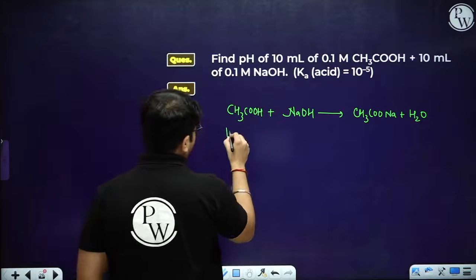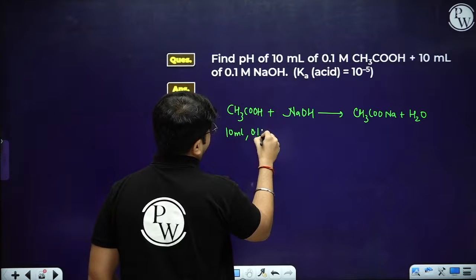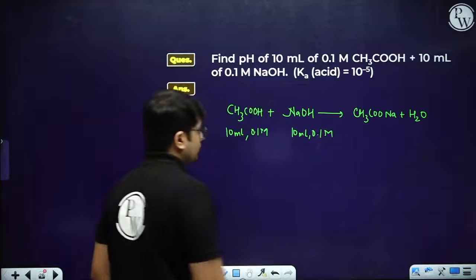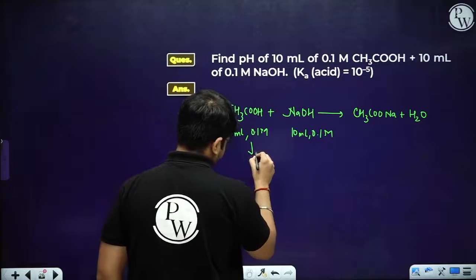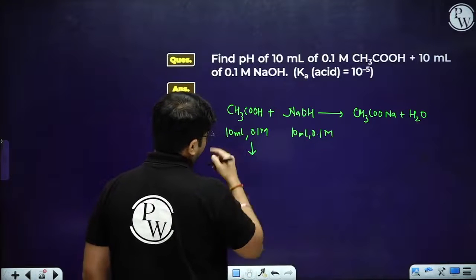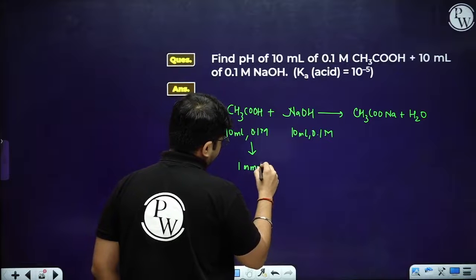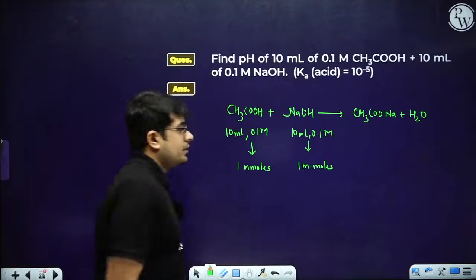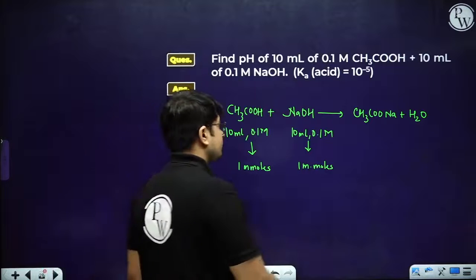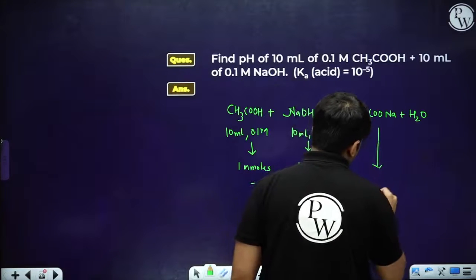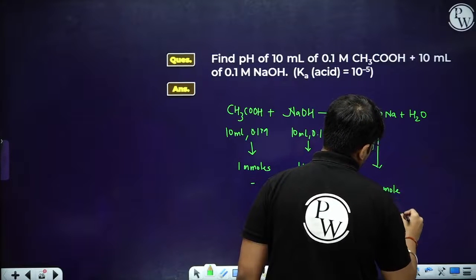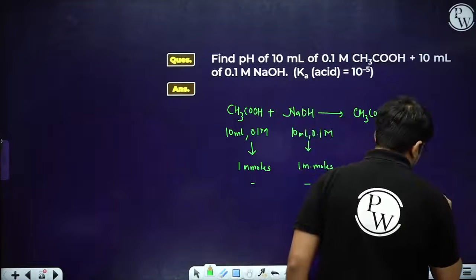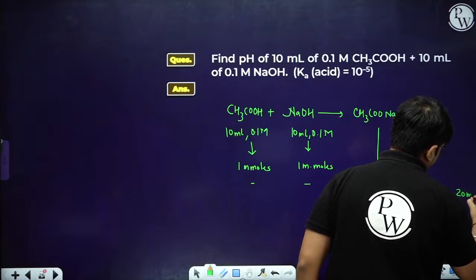So first part is, here we have 10 ml and 0.1 molar. In this case again we have 10 ml and 0.1 molar. If you calculate their millimoles, that will be 0.1 multiplied by 10, that is 1 millimole of acid, 1 millimole of base. If both are equal, both are going to be completely consumed, and they are going to form 1 millimole of salt, and total volume will be 10 plus 10, which is 20. So V total becomes 20 ml.